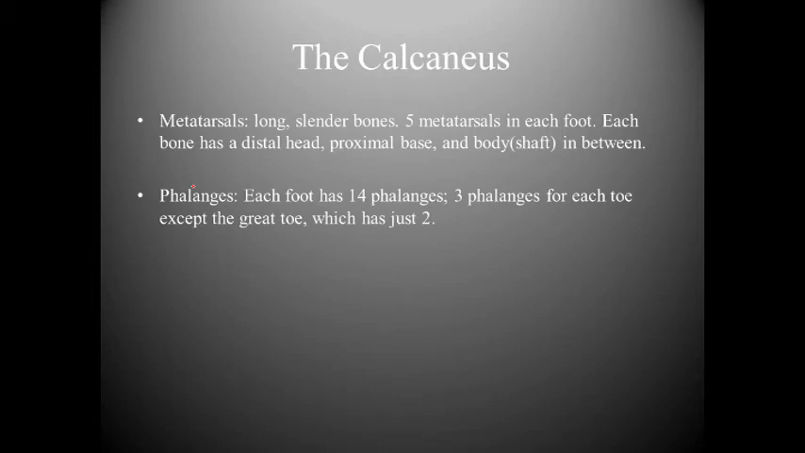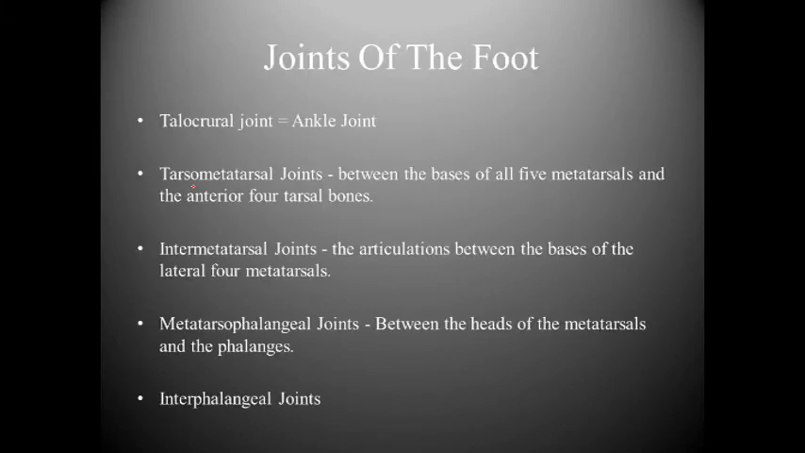The phalanges then are what we refer to as the toes. Each foot has 14 phalanges: 3 phalanges for each toe except the great toe, which has just 2. And so we see that the foot is comprised of several bones that all have to work together to allow the foot to support the weight of the body.